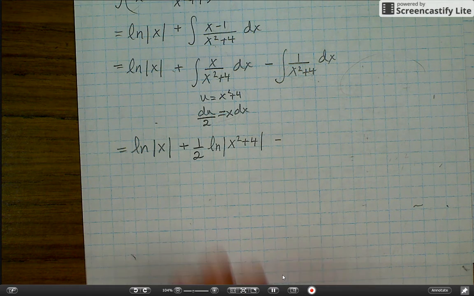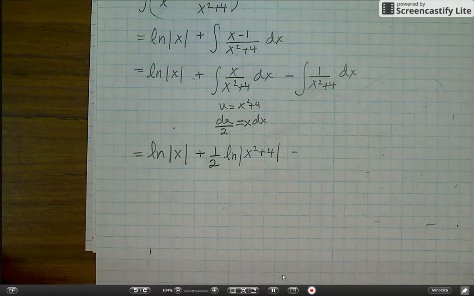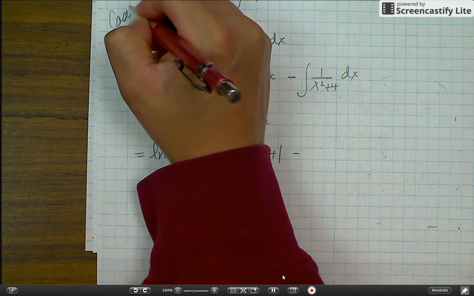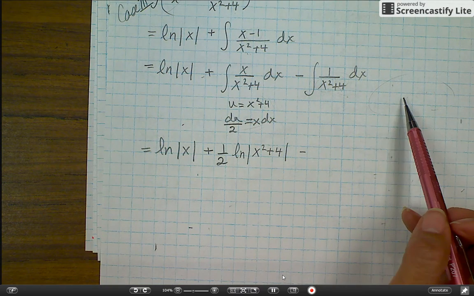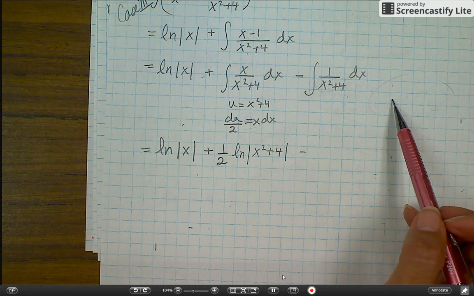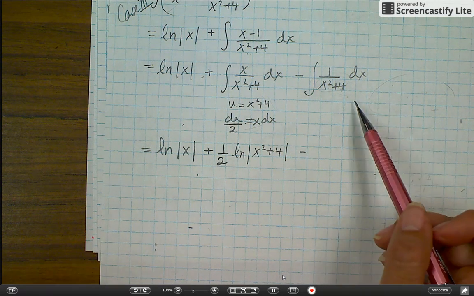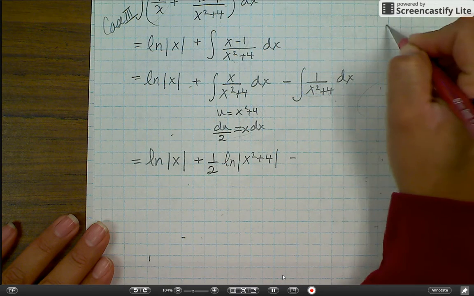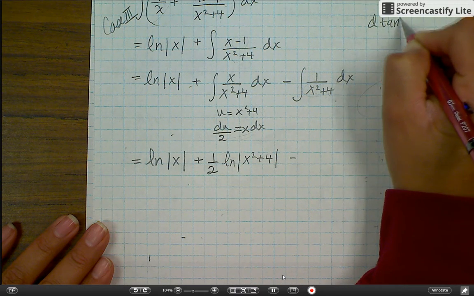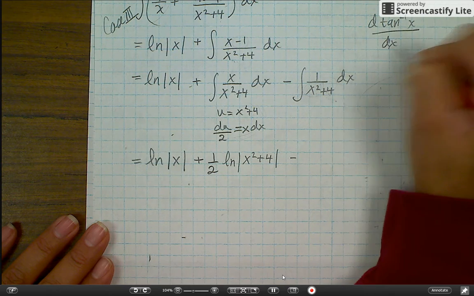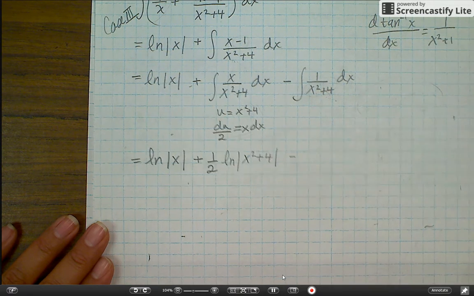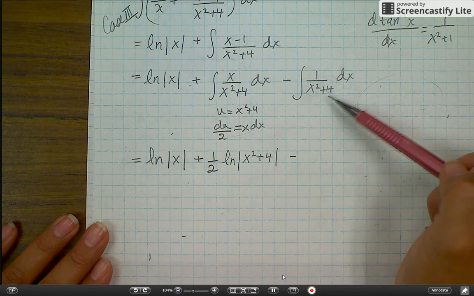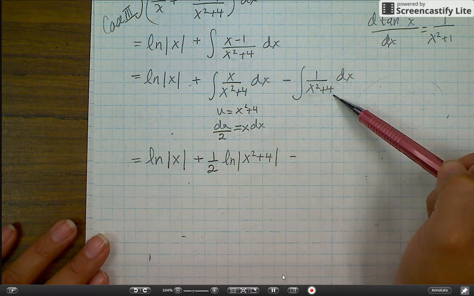Okay, so returning to this problem here, which is case 3, 2, 3. We got down to this one, and then we said, oh my gosh, what is this? This looks very similar to tangent inverse. But when we do tangent inverse, the derivative of tangent inverse x with respect to x is equal to 1 over x squared plus 1. So what is the problem? The problem is that there is this 4 there, okay?